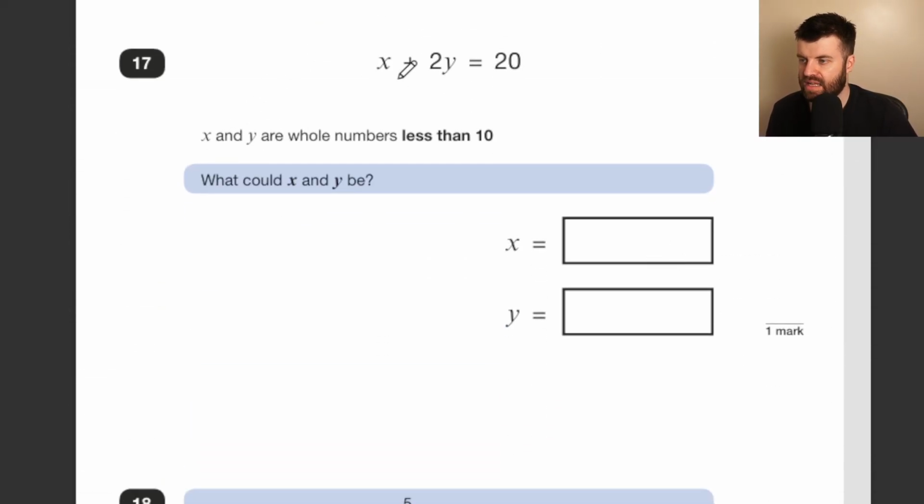Question 17. X plus 2y equals 20. X and y are whole numbers less than 10.